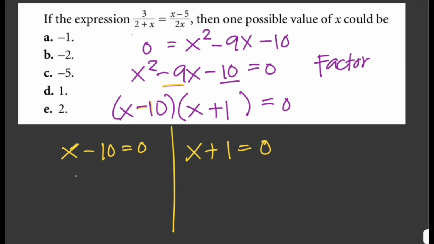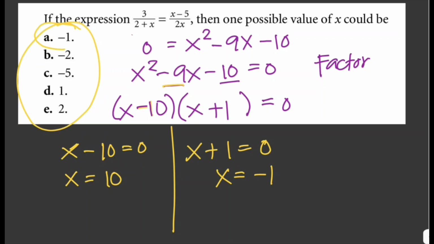So this is just equal to x equals 10, and this one x equals negative 1. So the possible values of x are 10 and negative 1. So let's take a look at the options or choices, if there is 10 or negative 1. So we have negative 1 here. So the answer is letter A.